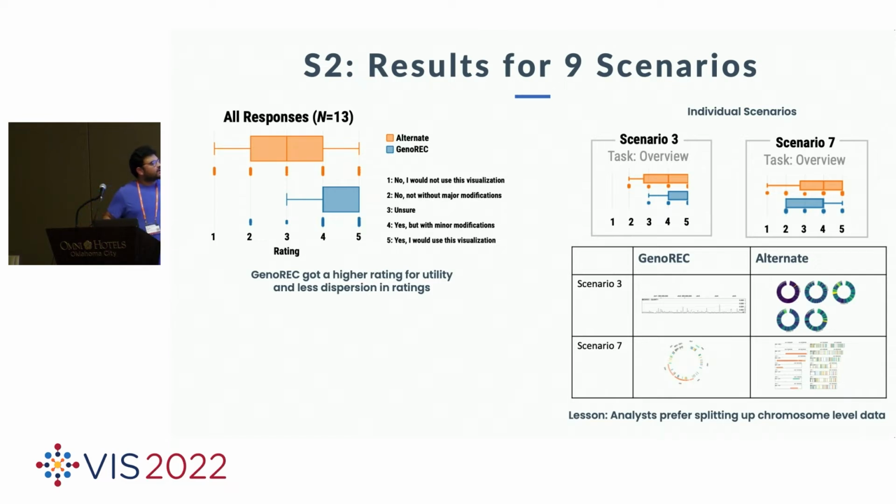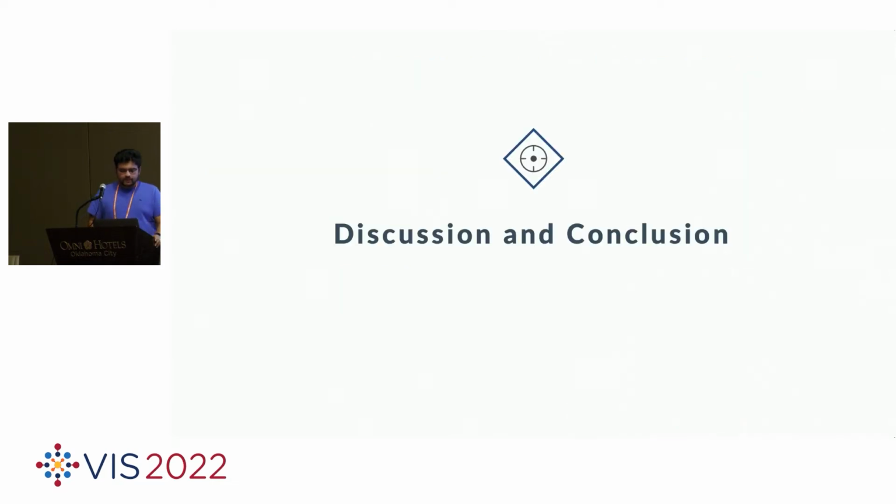So we tried to understand why that happened, and we saw that it was an overview task, and GenoRec was showing the entire genomic information in one view. However, when we talked to the analysts, they actually preferred a view that splits up data by chromosome, because even for an overview task, they like to see granularity at the individual chromosome level, which I feel could be useful if you're trying to design genomics visualizations.